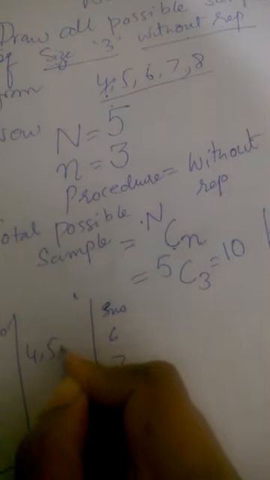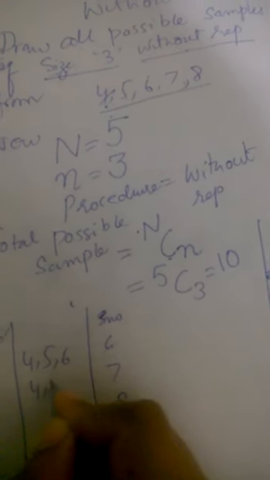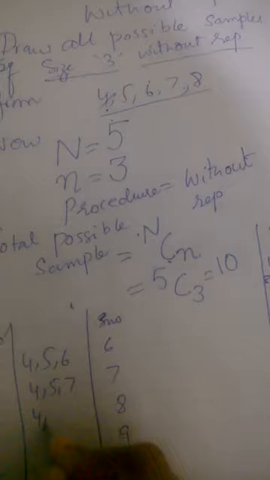Okay, now what we have to do, we have to select the first sample, that is 4, 5. We have selected the sample of size 2. 4, 5 cannot be assigned to 4, 5 itself. It will be assigned to 6. 4, 5 with 6, 4, 5 with 7, and 4, 5 with 8. Okay, then 4, 5's work is complete. Cut it, throw it out.